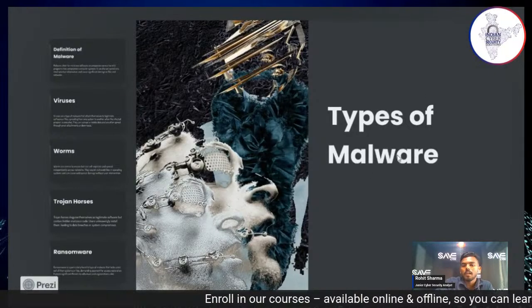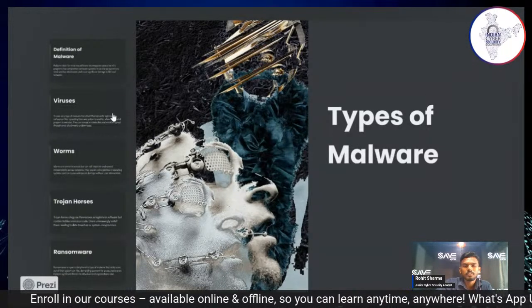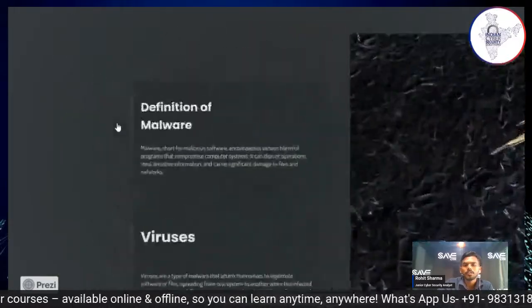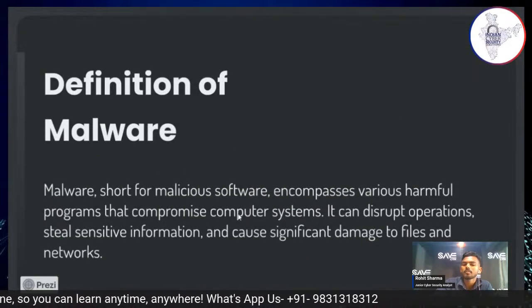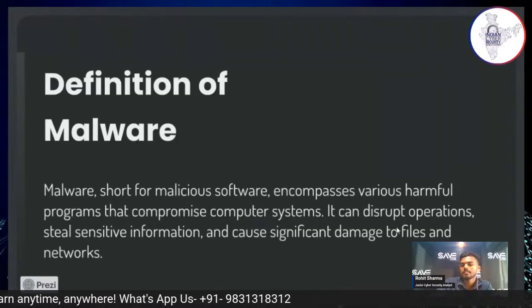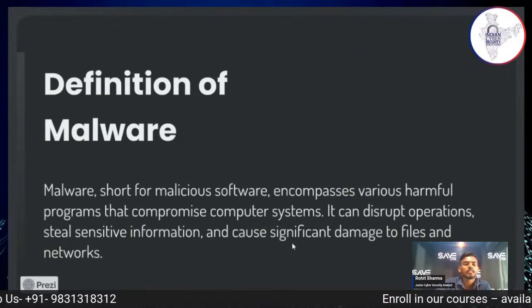Next, types of malware. How many types of malware are there? There are a lot of types of malware, so we will discuss some of them here. Definition: malware is malicious software, a harmful program that compromises computer systems. It can disrupt operations, steal sensitive information, and cause significant damage to files and networks.